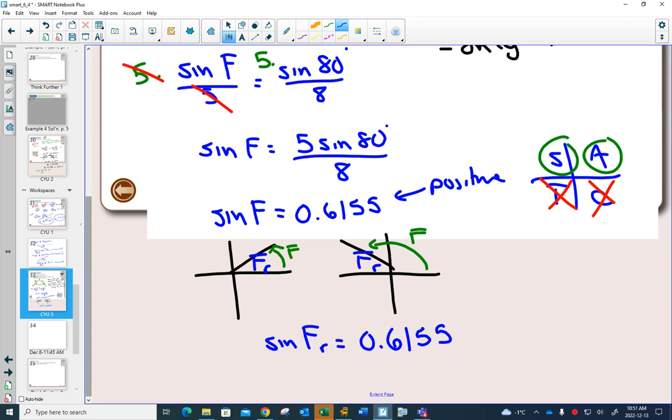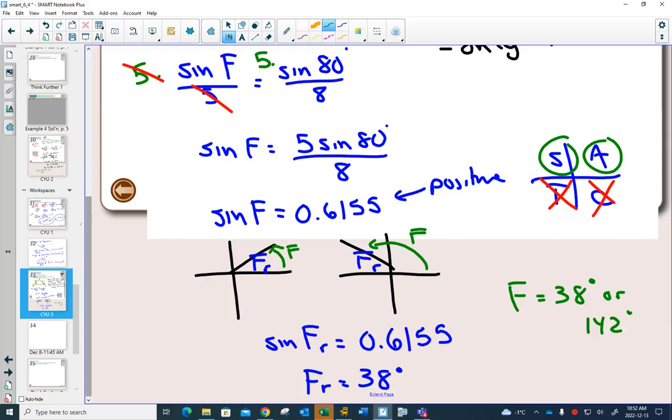So sine of our reference angle will be identical to sine of our actual angle. And we can find our reference angle by doing sine inverse, and we get, to the nearest degree, 38 degrees. So can you see that here, angle F would be 38 degrees, or 180 minus 38, which is 142 degrees.